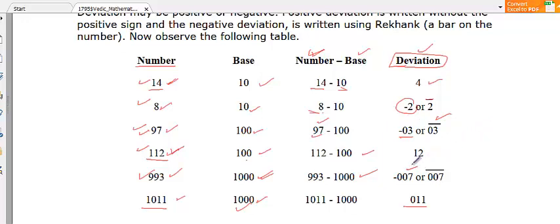The first step toward Nikhilam multiplication is that you need the base of each and every number, and after that the deviation. When this is clear, now we can move further. So what is the next step? For Nikhilam multiplication, once again I am repeating, you must know the base of the number. You require the base and the deviation of the number. So let's start.